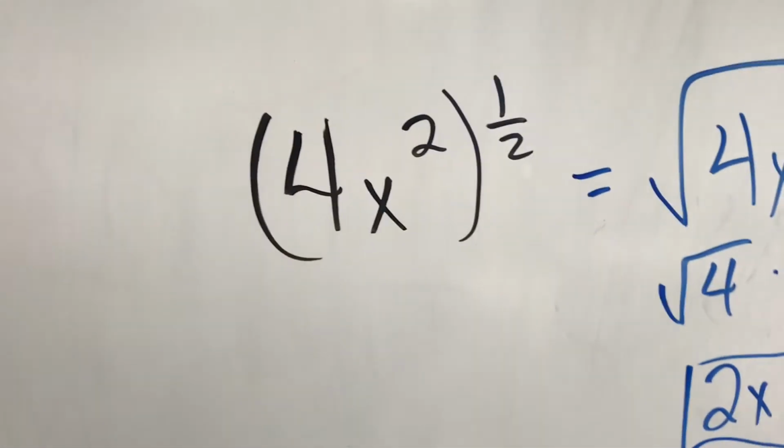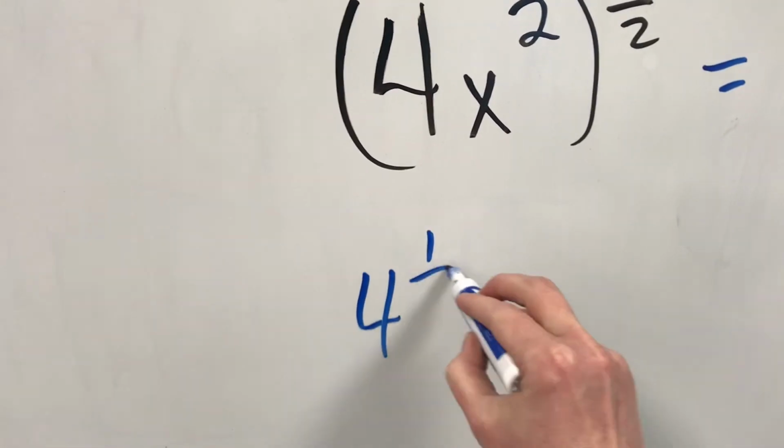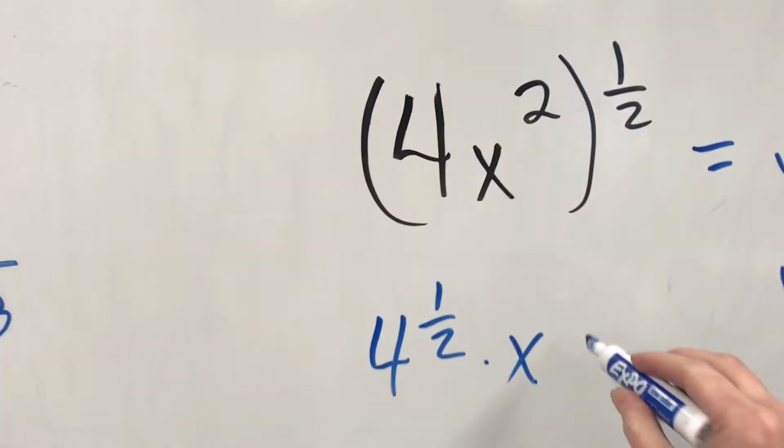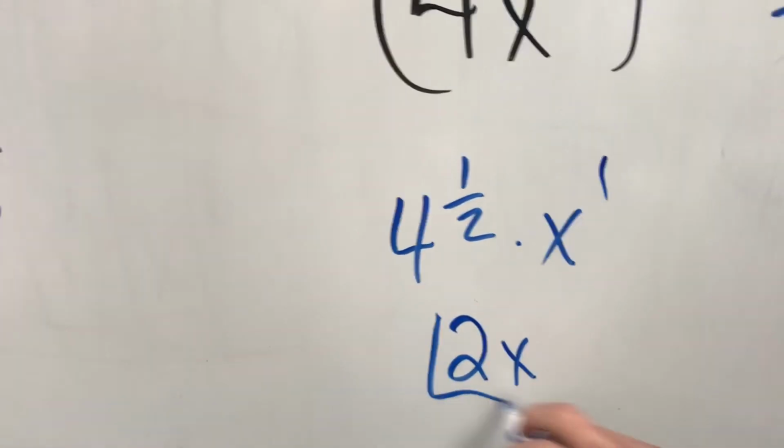But if we did it this way, where we take everything to the exponent, we'd have 4 to the 1/2 power times x squared to the 1/2 power. We multiply the exponents, so 2 times 1/2 is just 1. Okay, right? And 4 to the 1/2 power is the square root of 4, and so that's 2x. Okay, so that's just two different ways.